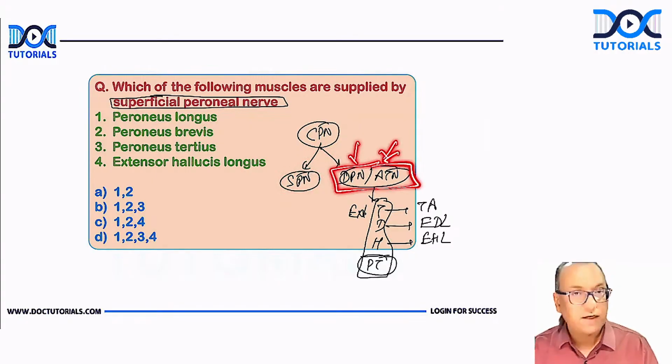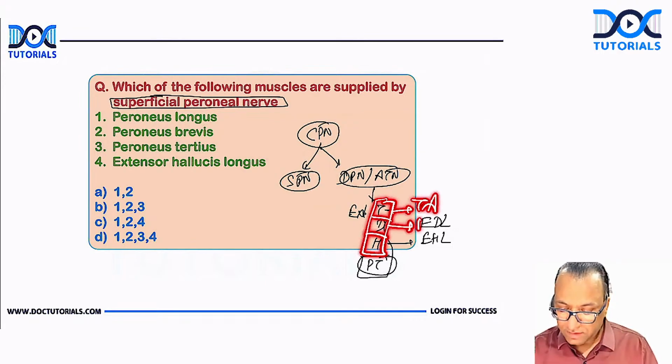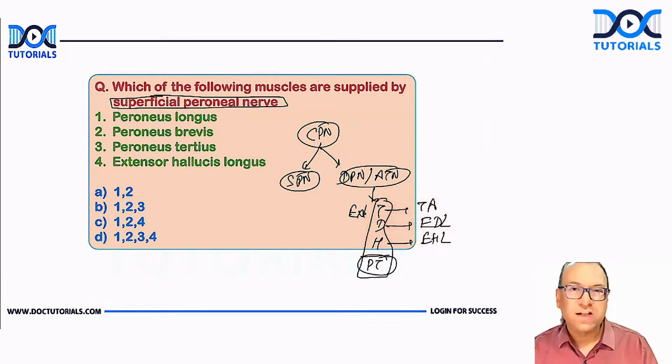So deep peroneal nerve, anterior tibial nerve, what does it do? Goes anterior to tibia. And going anterior to tibia, what will it do? Supply the anterior extensor compartment. What is there in the anterior extensor compartment? Extensor Tom, Dick, and Harry. Who is this extensor Tom, Dick, and Harry? The tibialis anterior, extensor digitorum longus, and extensor hallucis longus. So what are they doing? They are extending the toes, extending the ankle, dorsiflexion, you can say.